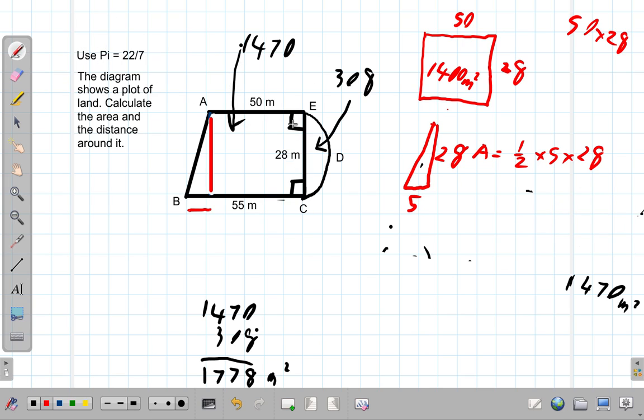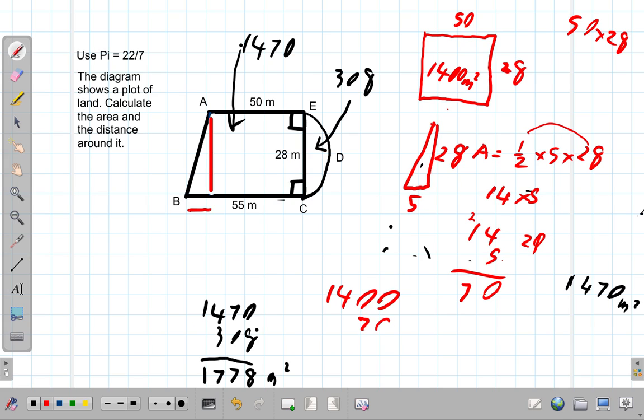So if you do this by hand, half by 28, multiply this by this. Half of 28 is 14, times 5. So 14 times 5 would be what? 5 times 4 is 20. Bring down the 0, carry 2. 5 times 1 is 5, plus 2 is 7. So the triangle would be 70. And then this 1400 plus the 70 would be 1470.